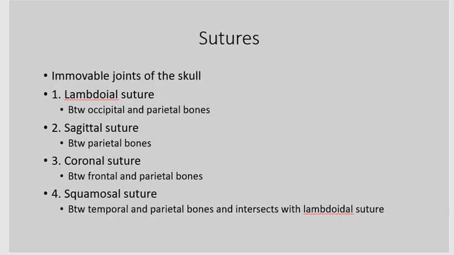The first suture we're going to talk about is the lambdoidal suture. Lambdoidal suture is between the occipital bone and your parietal bones. Then you have your sagittal suture, which is between the two parietal bones. Your coronal suture, if you remember, we talked about a frontal section separating the anterior from the posterior, sometimes called a coronal section. Your coronal suture is between your frontal bone and the parietal bone. And then lastly, the squamosal is between the temporal bone and the parietal bone and intersects with the lambdoidal suture.